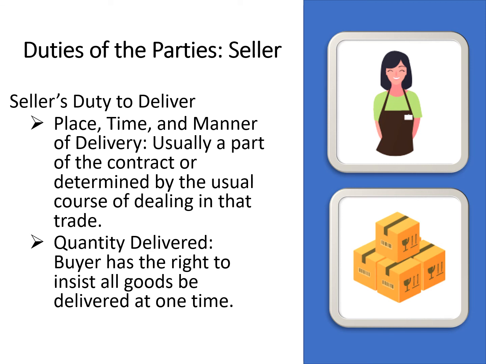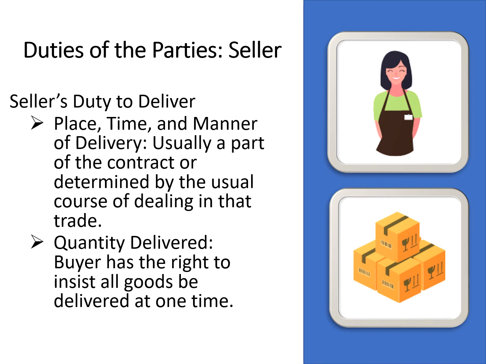Now we're looking at Roman numeral 2, duties of the parties. Seller. What are the seller's typical responsibilities under a contract? Mainly, they need to deliver the goods or whatever has been ordered. So the seller has a duty to deliver.